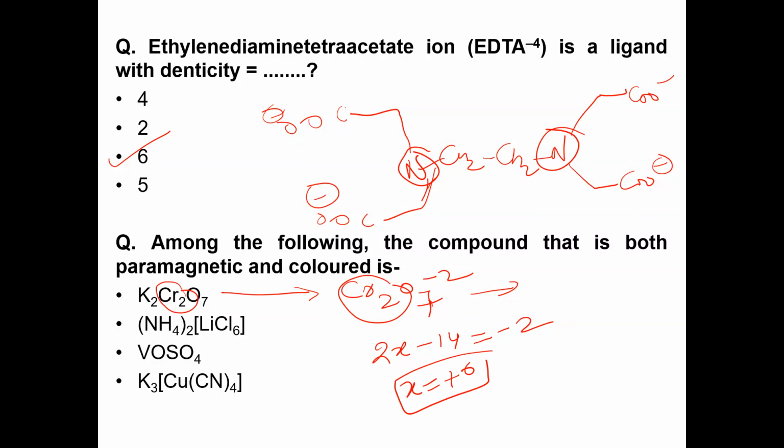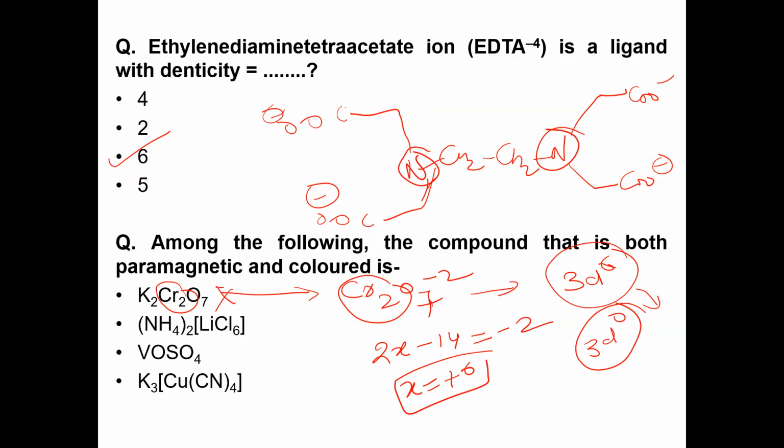Okay. So if I talk about the electronic configuration of chromium, that is basically 3d5 4s1, and plus 6 means these 6 electrons are already donated. So there is no electron in d orbital, right? So for the condition of paramagnetism, there should be at least one unpaired electron. Okay, so there are no electrons, so this option will be incorrect.